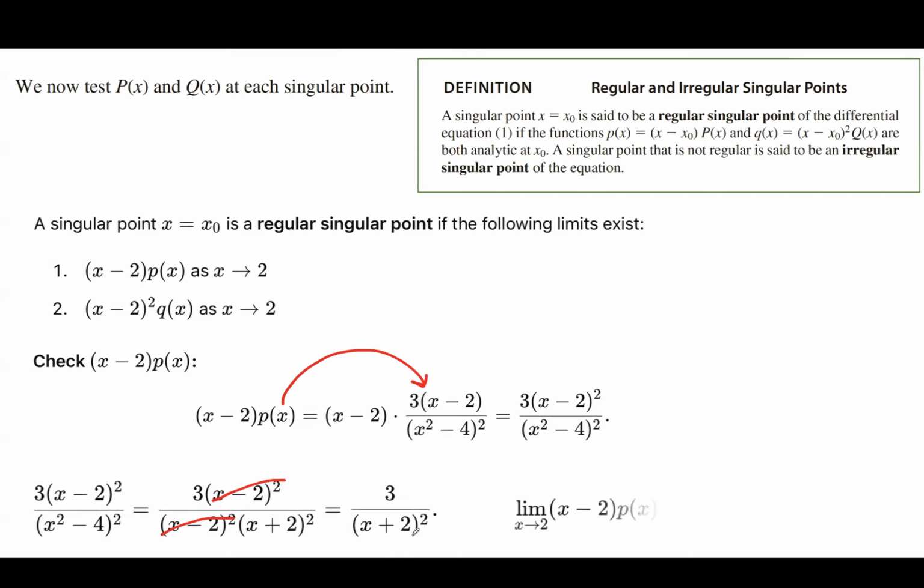You can easily find the limit as x goes to 2 while multiplying p(x) by x minus 2, which is basically 3 divided by (2 plus 2) to power 2, or 3 over 16. So the limit exists. So far, we're good with our calculation. Now, you have to multiply q(x) by (x minus 2) to power 2. So we need to check both p(x) and q(x) for x equals 2.